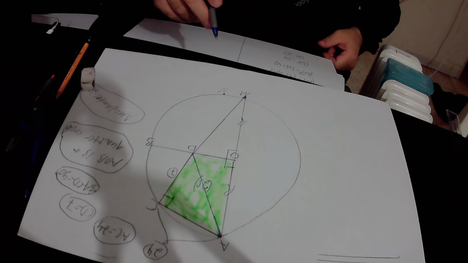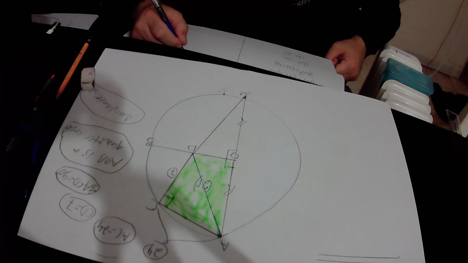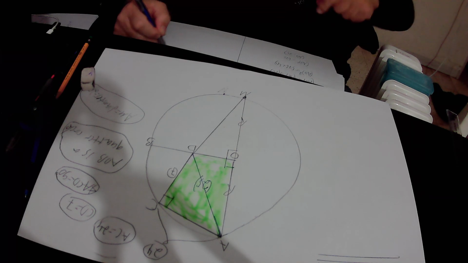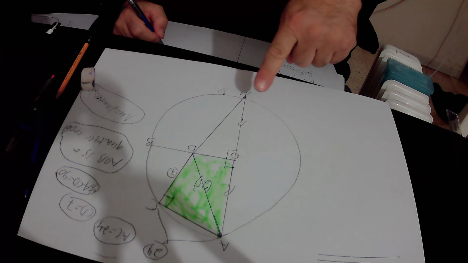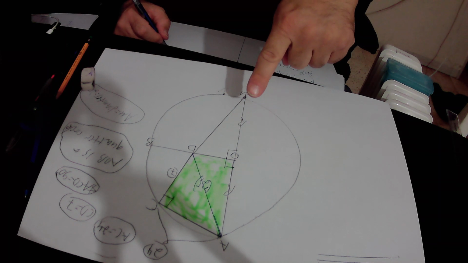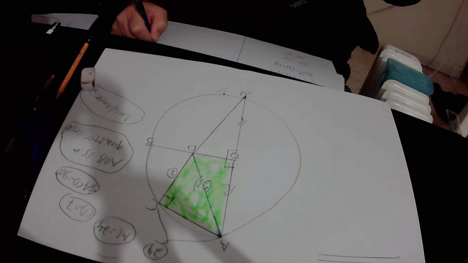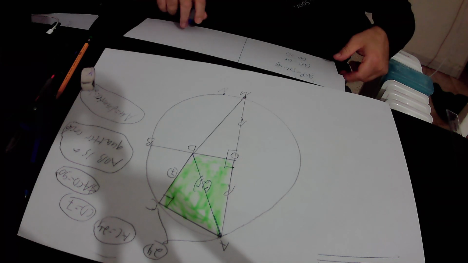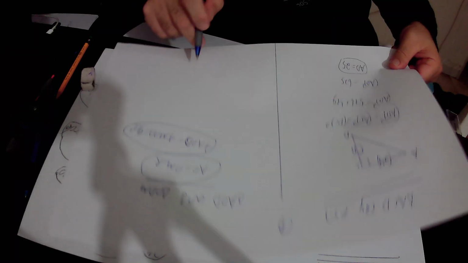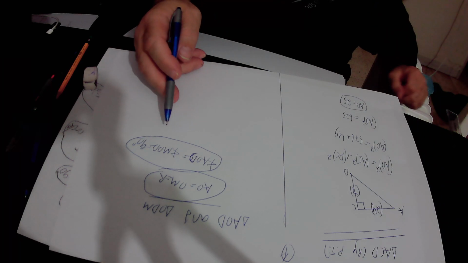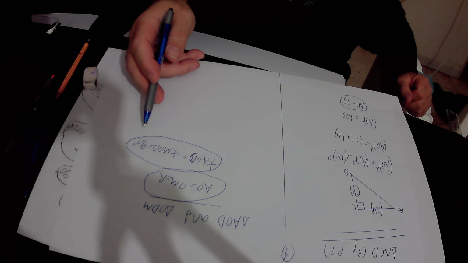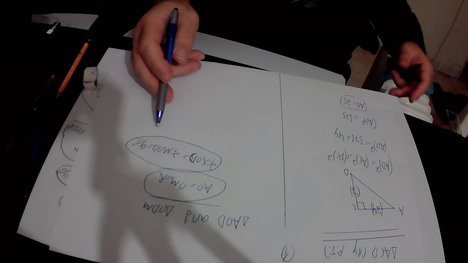So angle AOD in the green triangle equals angle MOD in the white triangle. Repeat again, angle AOD in the green triangle equals angle MOD in the white triangle. They are both equal to 90 degrees, therefore they are equal to each other.